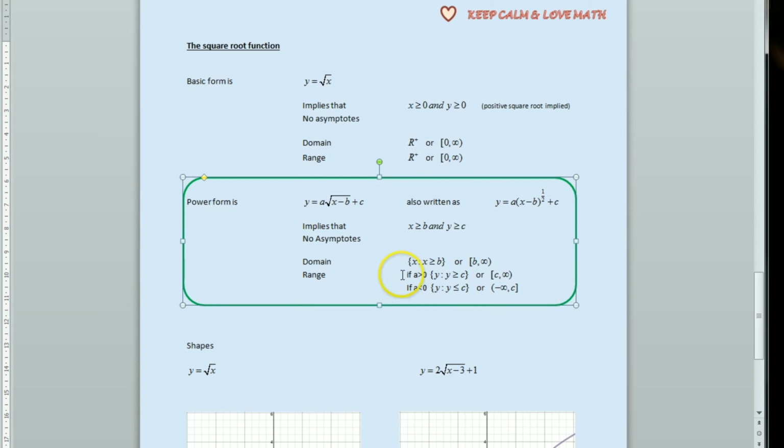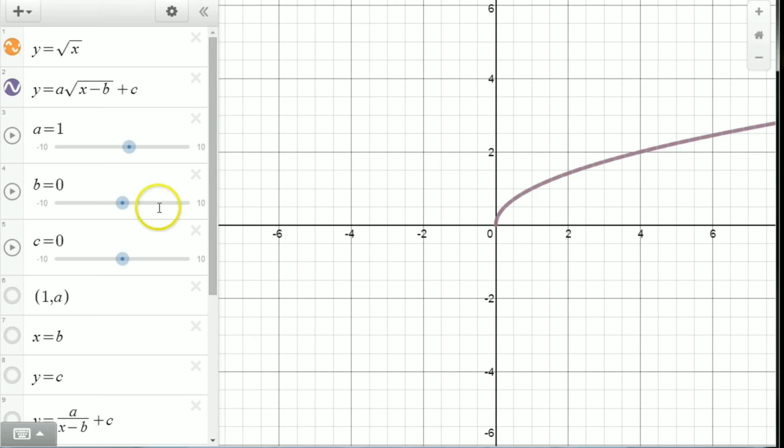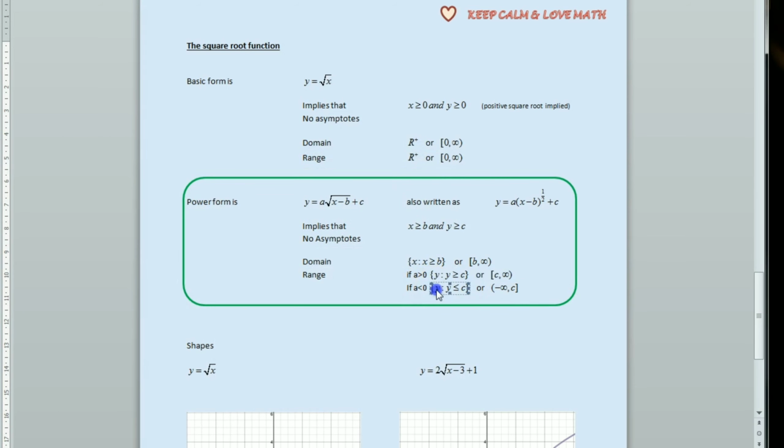And of course, what I was just showing you, the range here, is if a is greater than 0. If a is less than 0, then as we saw from the graph, the y values are flipped across the x-axis, so they're negative. So when a is less than 0, the range will be all the y values from negative infinity up to and including the value of c.